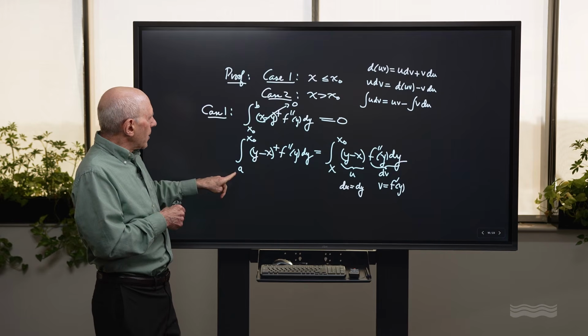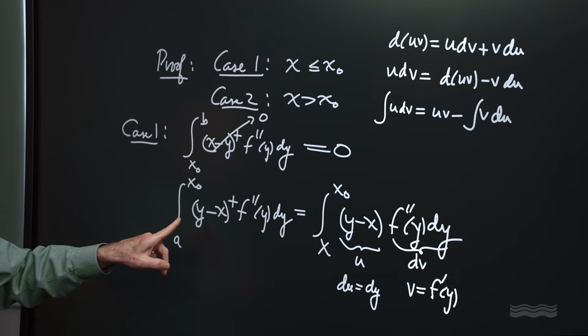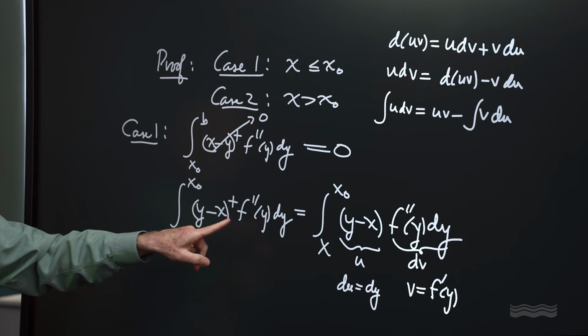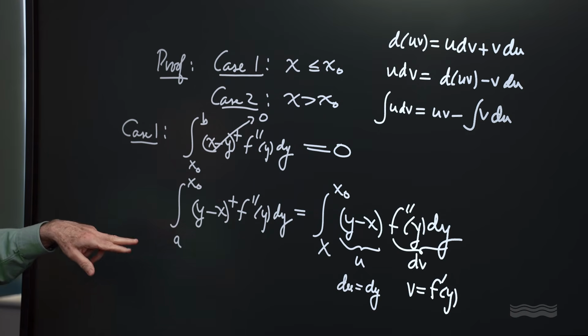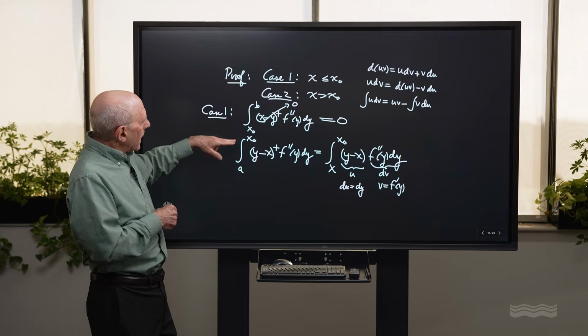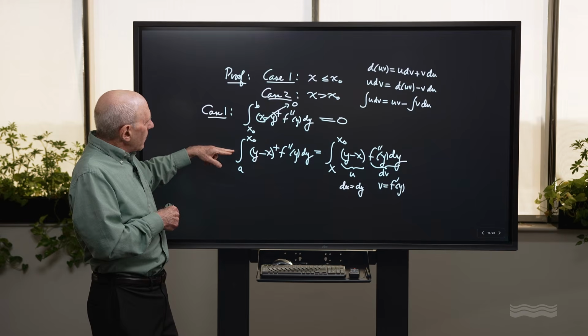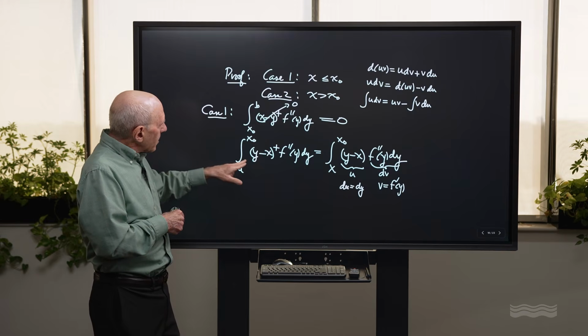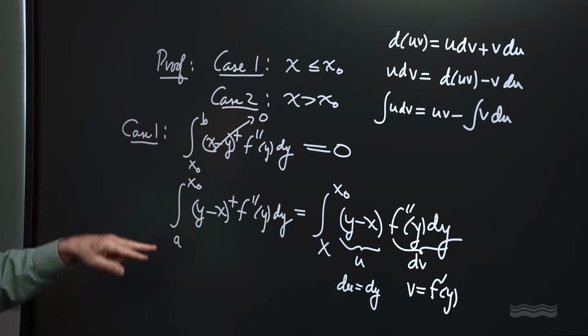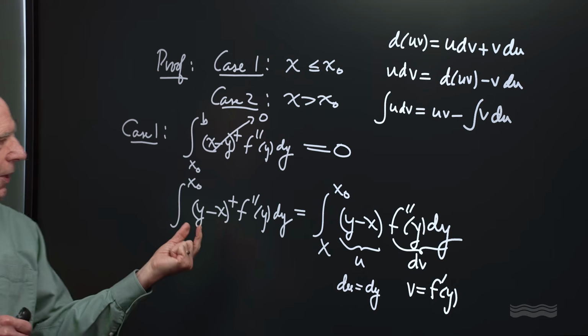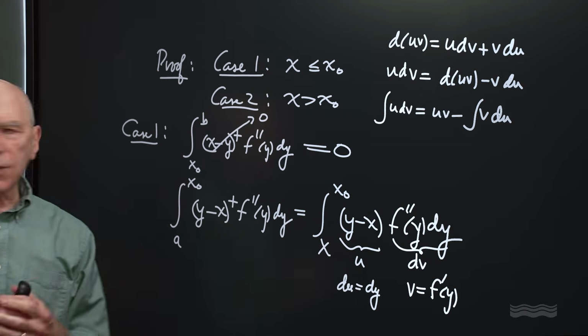What about the first integral? Well, the first integral goes from a to x naught, and it's (y minus x)+ f double prime of y dy. Now, x is less than or equal to x naught. It's bigger than a because it's in the interval. But notice, for the y's below x, this is 0. So we only have to integrate from x to x naught. And between x and x naught, (y minus x)+ is just y minus x.